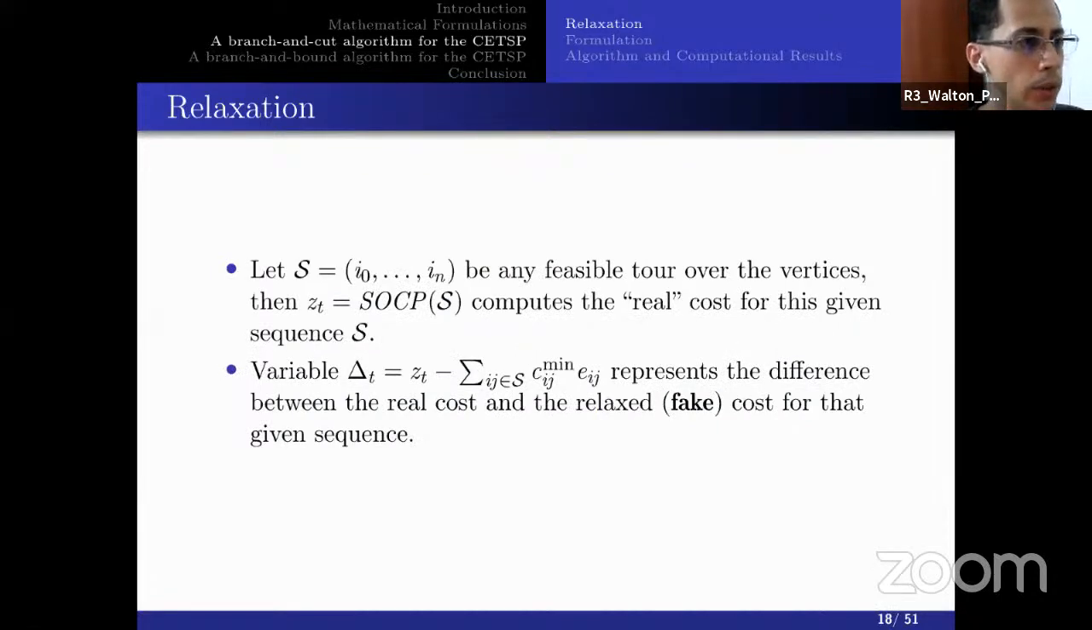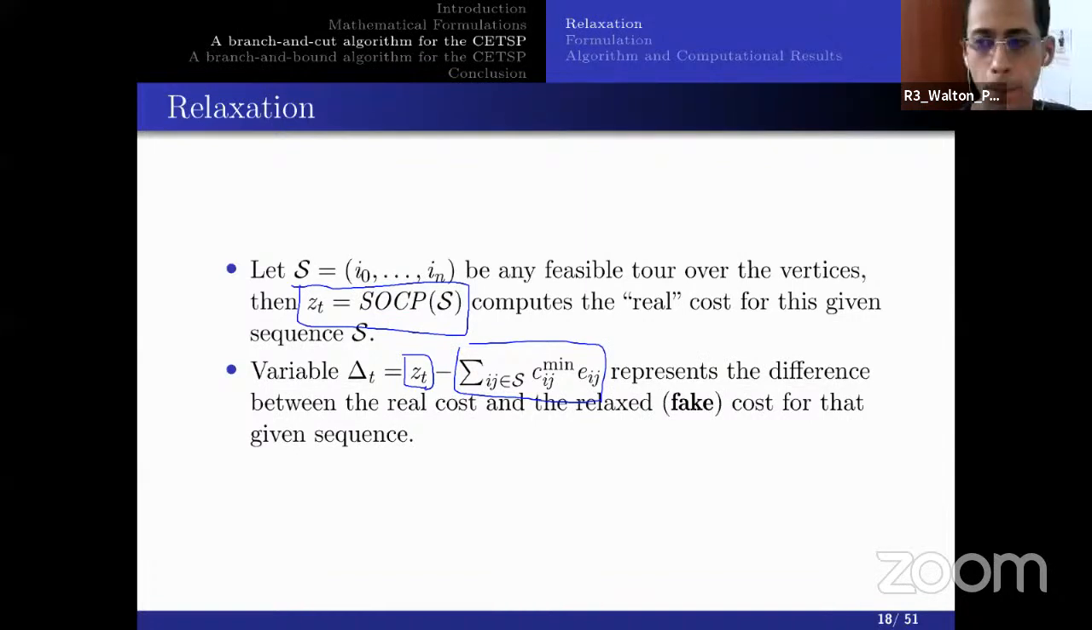Then again, I'm going to use the subproblem here. Let the sequence S, which includes a lot of vertices here, be any feasible tour. Sorry. So let S be any feasible tour over the vertices. I can define a function. I'm calling it SOCP of S, which computes the real cost of this sequence S. And then I can define a variable delta t, which is equal to z of t minus the relaxed cost for that sequence. So this variable is going to represent the difference between the real cost and the relaxed cost.